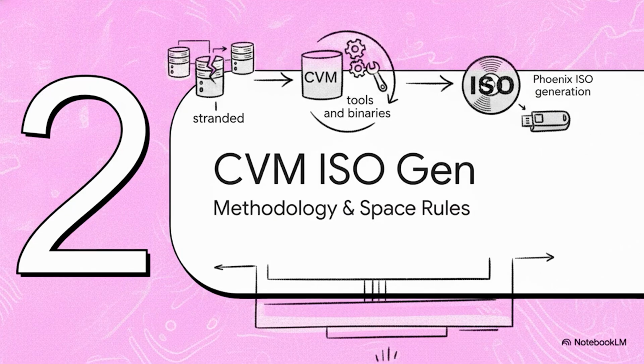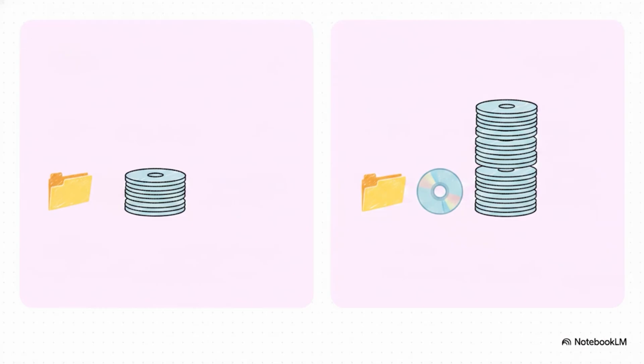Moving right along to Section 2. Let's walk through CVM ISO generation, specifically looking at the methodology and some incredibly important space rules. Okay, so if you have a healthy cluster but need to image a stranded node, using an existing healthy controller VM is for sure the most efficient way to generate your Phoenix ISO.